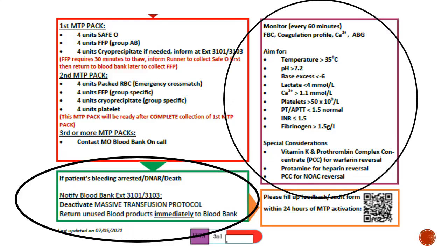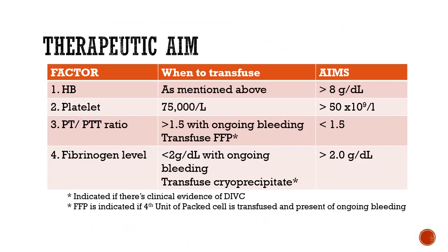All right. Okay, so what is our aim in resuscitating or transfusing blood? So we aim for Hb more than 8, platelet more than 50, or the PT-PTT ratio less than 1.5, or the fibrinogen level more than 2. Okay, so you need to know about this, especially if you go for your MCQs.